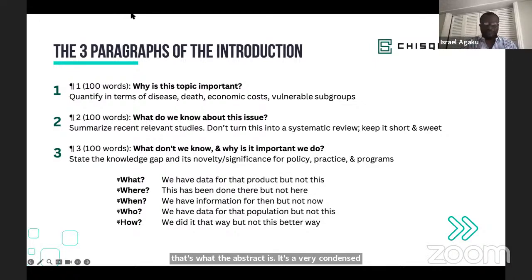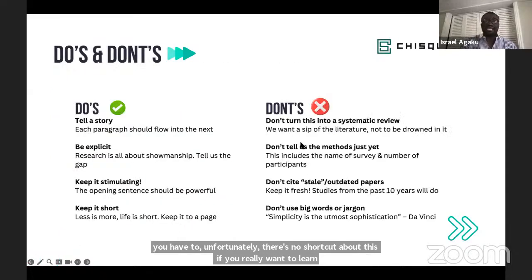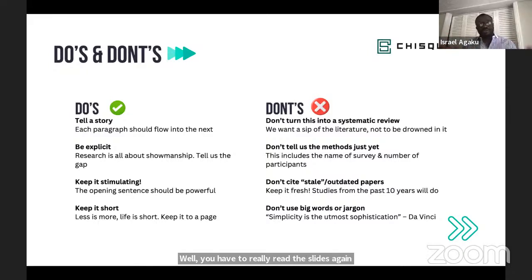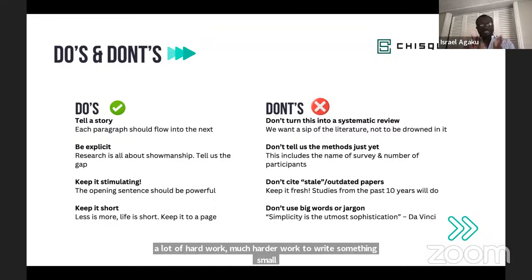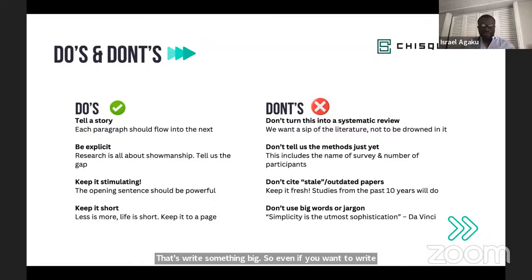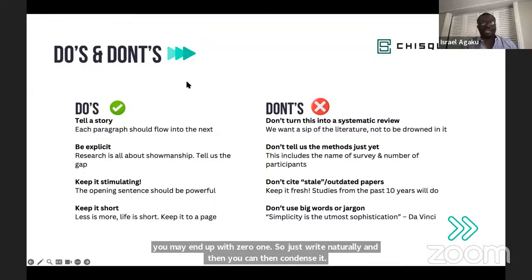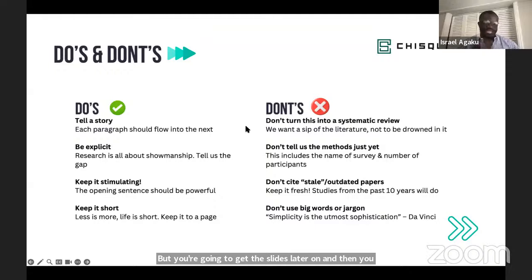Unfortunately, there's no shortcut about this. If you really want to learn, you have to go and read these slides again and develop the whole idea. It's always better to develop the whole idea. It's much harder work to write something small than to write something big. So even if you want to write something that is 250 words, first of all, write out the whole thing. Don't spare the effort. Write out the whole thing and then find a way of condensing it. If your goal is to just write 250 words from the start, you may end up with 0 words. So just write naturally, and then you can condense it. But you're going to get the slides later on, and then you can use this as a launching pad to see how you can develop the sections.